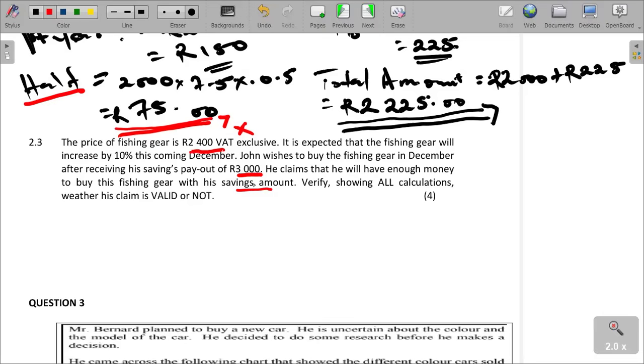We can say VAT included. We must calculate with VAT included, because when you buy something, it always has VAT. So we say VAT, value added tax, included. This is going to give us 2,400.